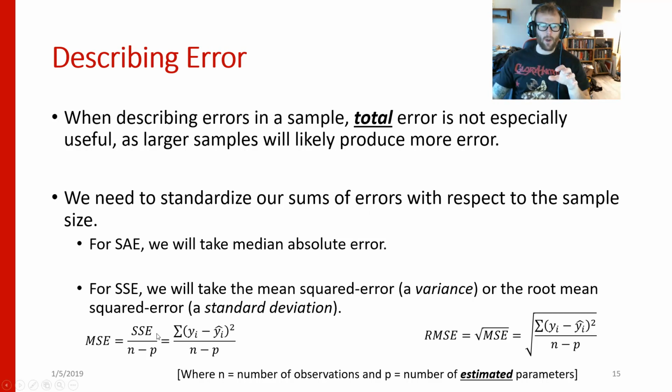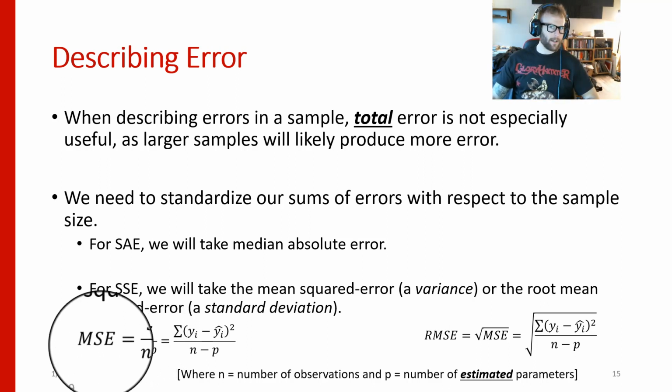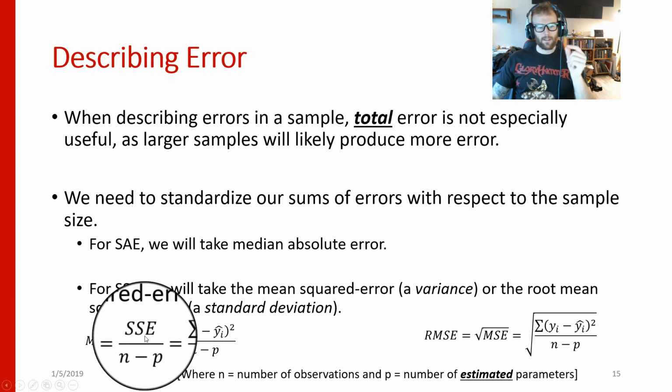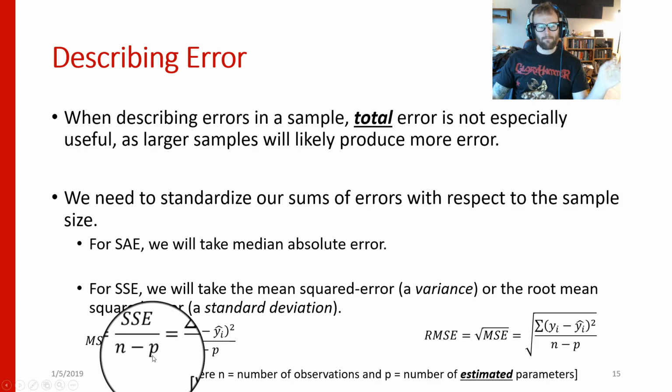And again, we're going to have this total sum of squared errors here, but we want to standardize it to our sample size. So whether we have 10 observations or whether we have 100 observations, we can kind of say per observation, how much error is there? And to do that, we're going to calculate the mean squared error, which is the sum of squared errors divided by the number of observations that there are minus the number of estimated parameters.